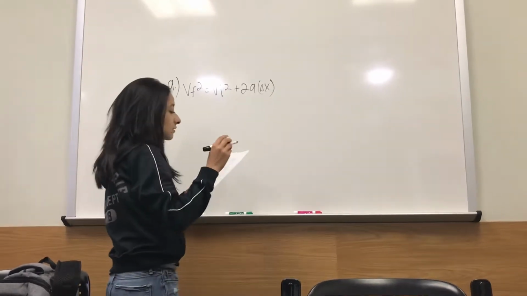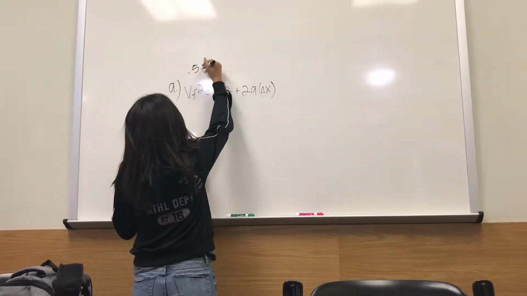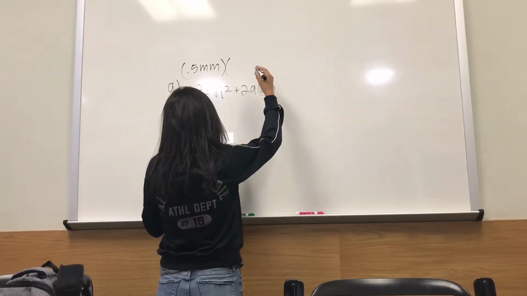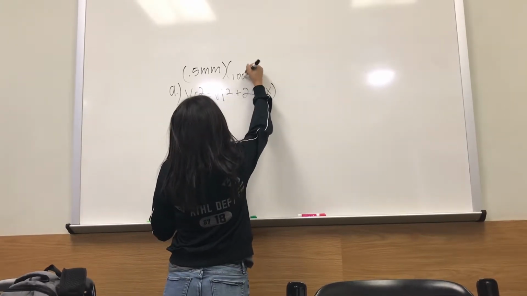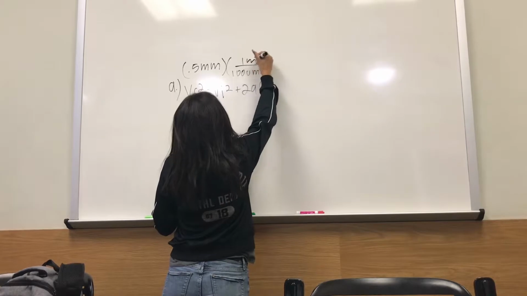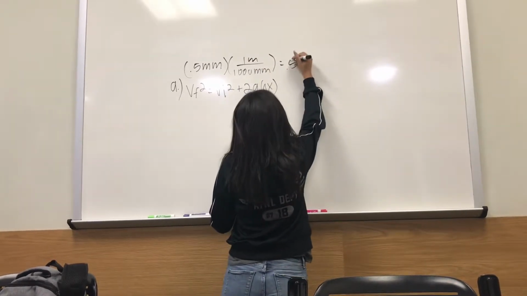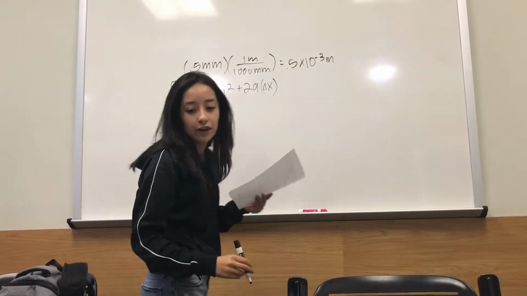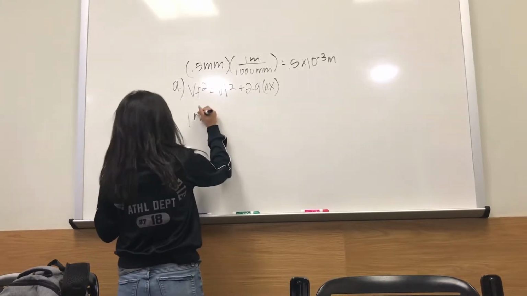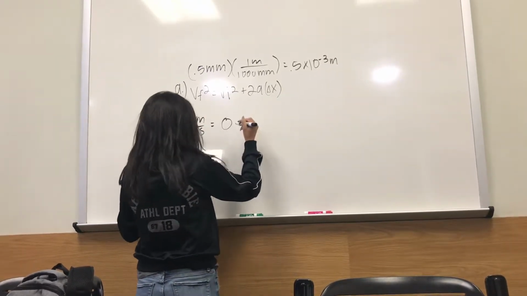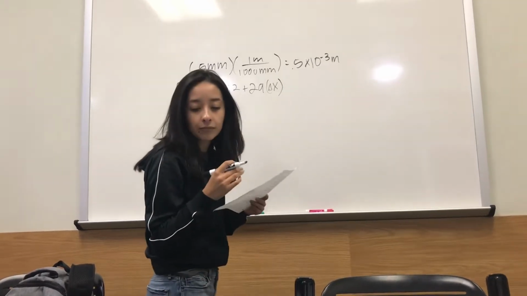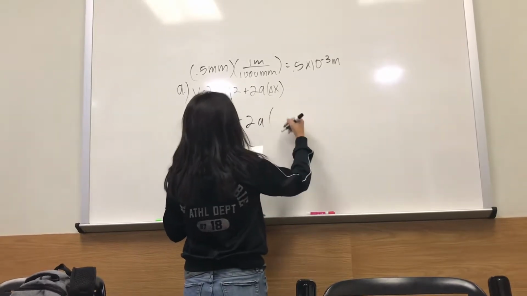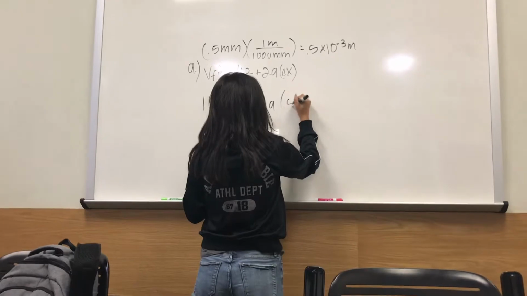So to make everything easier, we're just going to convert 0.5 millimeters to meters. There are 1,000 millimeters in 1 meter, so that gives us 0.5 times 10 to the negative 3 meters. And so our final velocity is 1 meter per second. Our initial velocity is zero. We add 2a. We don't know our acceleration, and we know our change in x, which is this value we got here.